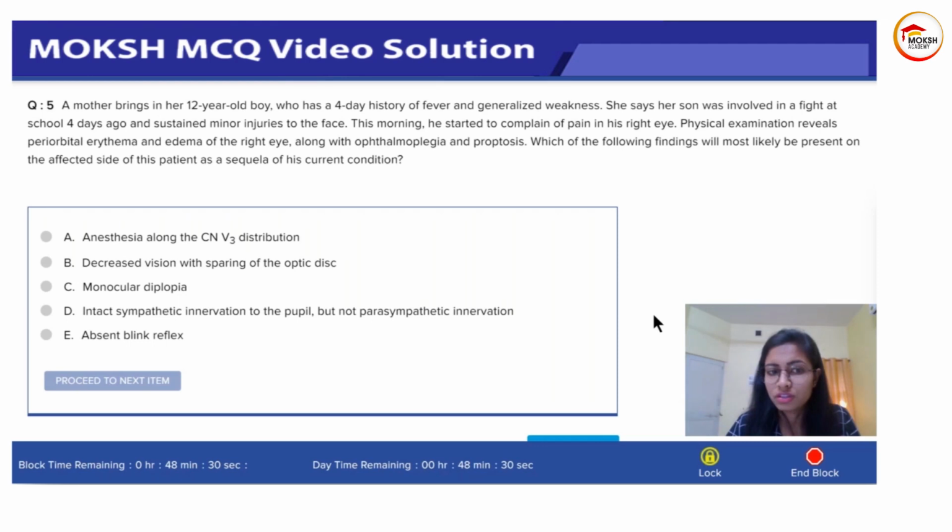of his current condition? The options are anesthesia along the cranial nerve V3 distribution, decreased vision with sparing of the optic disc, monocular diplopia, intact sympathetic innervation to the pupil but not parasympathetic innervation, and absent blink reflex.